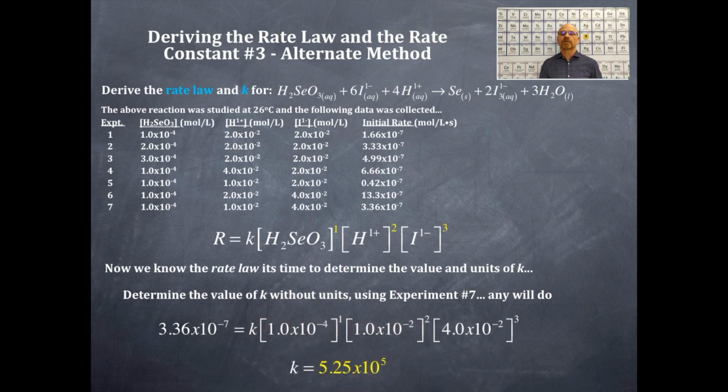And my rate constant is 5.25 times 10 to the 5. Again, you should compare this to what we got previously on this same problem with the non-alternate method. It's actually the same value. That's a check.